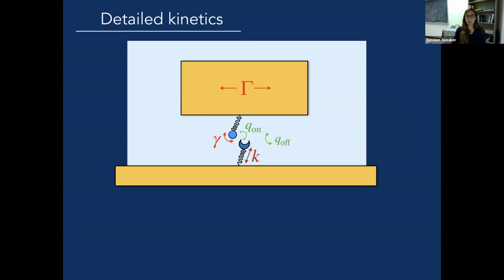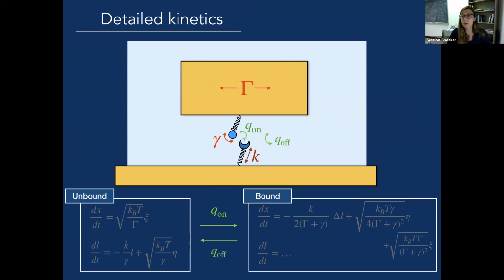Okay, so for this simple system, I can write a set of stochastic equations describing what's going on, both in the unbound state and in the bound state, with rates of transitions from one to the other. Now, all of these equations in themselves are not telling me a lot about what is going on. Instead, to have them tell me something, I use a very powerful mathematical tool called homogenization theory. That's kind of tedious, but very powerful.